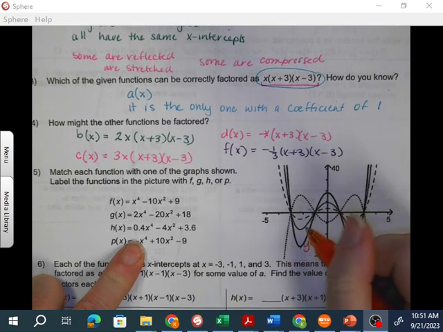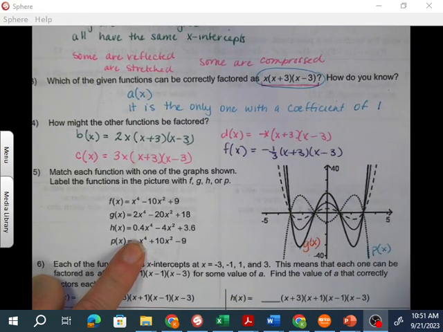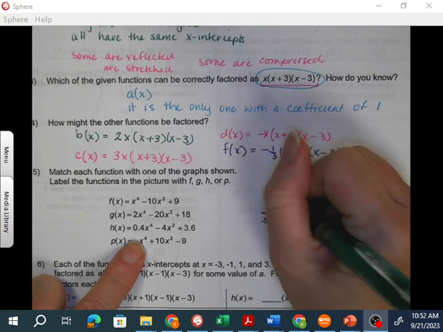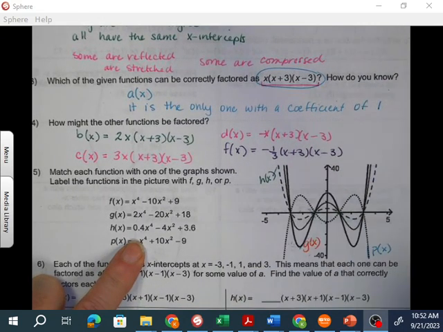And then I have one that's really short and squatty. Which one would that be? h. That's the dashed one, the dotted one is h of x. And so then the one right in between those would be your f of x.